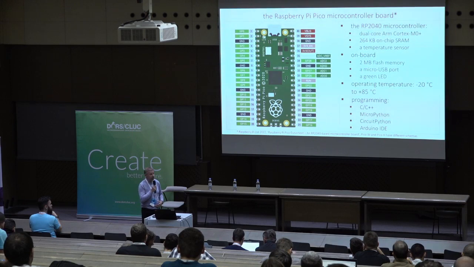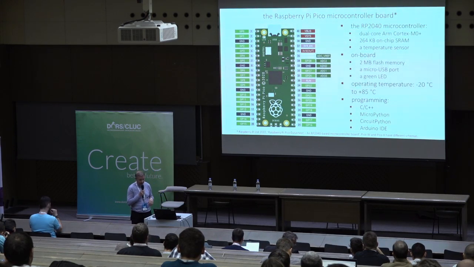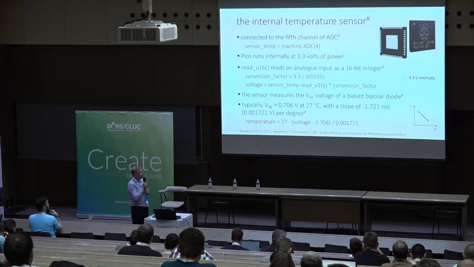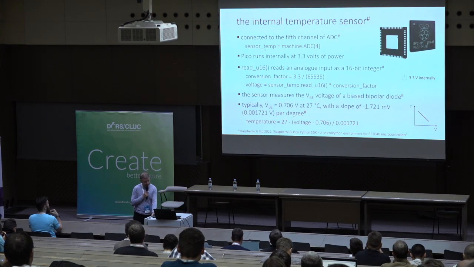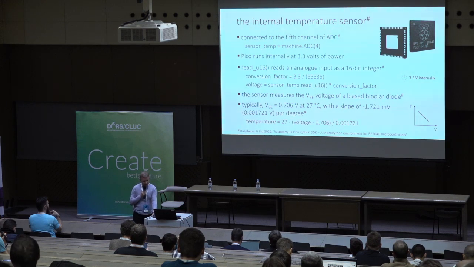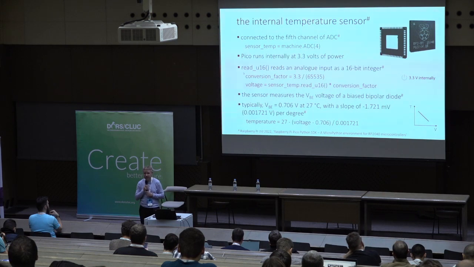You can program Pico with C, C++, MicroPython, CircuitPython, and even the Arduino IDE. The internal temperature sensor is connected to the 5th channel of the analog-to-digital converter. Pico runs internally at 3.3 volts of power, and the read_u16 method of MicroPython reads an analog input as a 16-bit integer. Therefore, we need conversion.